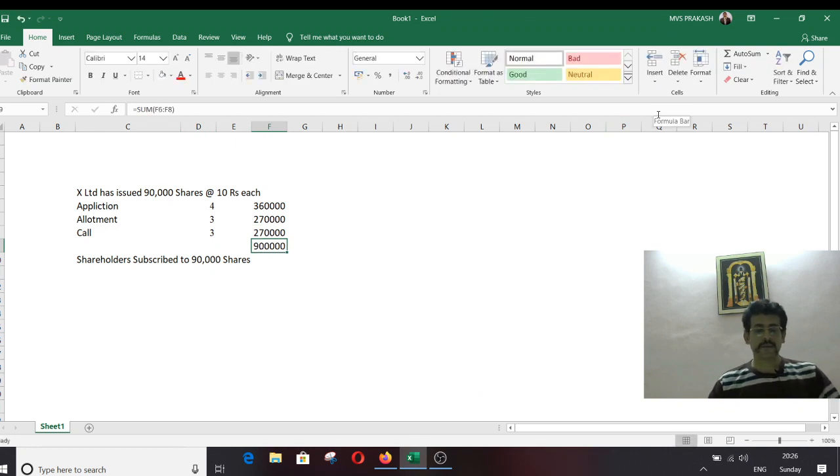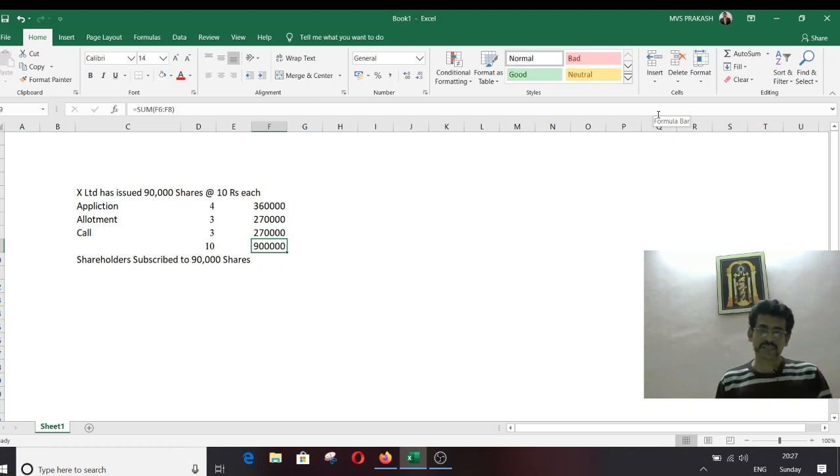So ultimately, 9 lakhs, because my face value is 10. I had to call the 10 rupees in parts: application 4 rupees, allotment 3 rupees, call money also 3 rupees, so that my total is equal to my face value. Total put together is 9 lakhs. So I will be receiving 9 lakhs in multiple stages, and your entry should also be passed in multiple stages.